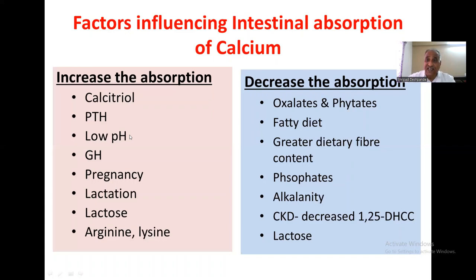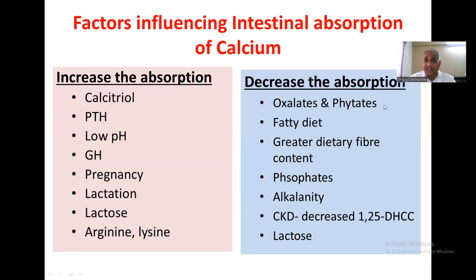Usually the intestinal content has a nearly alkaline pH. Pregnancy and lactation are an additional requirement that would enhance the absorptive capacity of the intestine for calcium. Lactose, a carbohydrate, and amino acids, arginine and lysine, promote the absorption. The oxalates and the phytates decrease the absorption of calcium. They form calcium oxalate or calcium phytate precipitations or chelations that would result in non-absorption of the calcium.